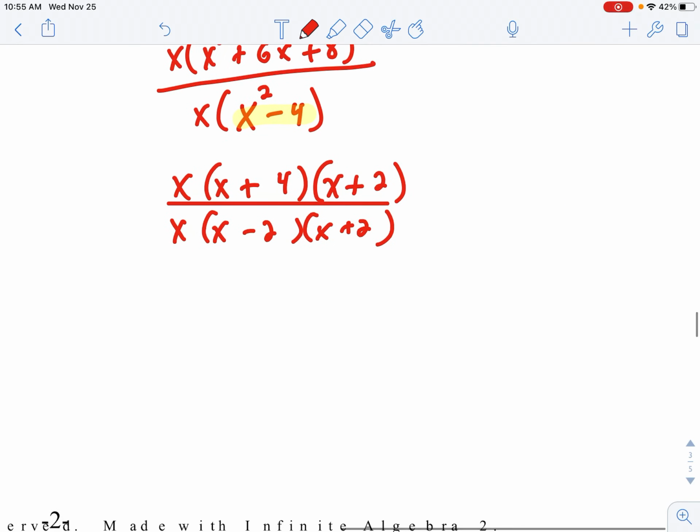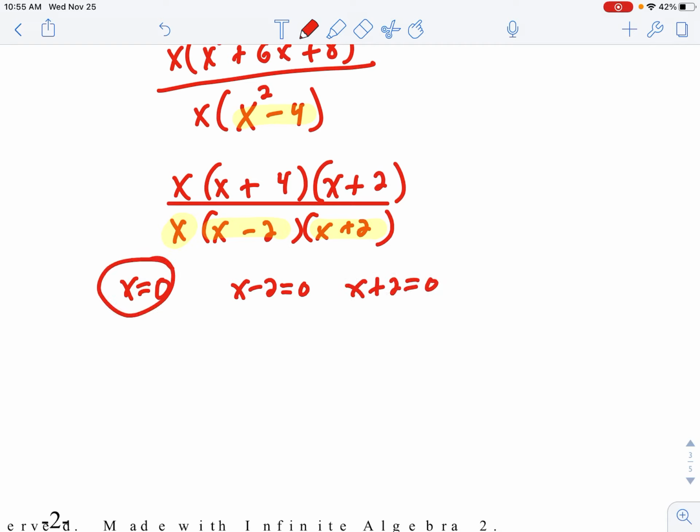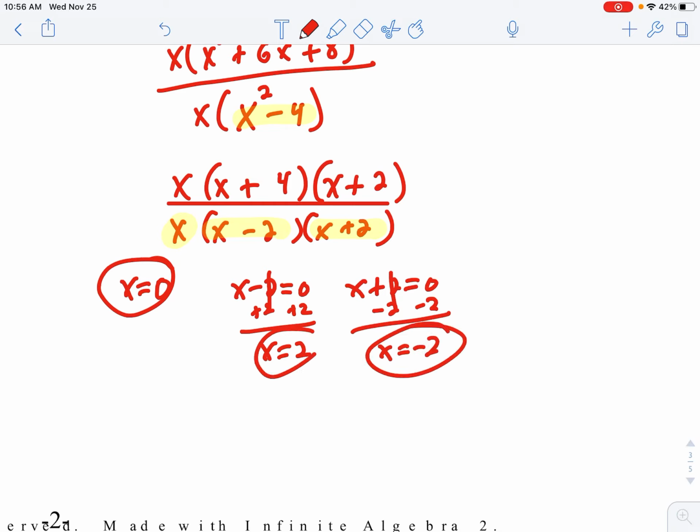Now, if I set the algebraic factors in the bottom equal to 0, I have 1, 2, 3 factors. x equals 0, x minus 2 equals 0, x plus 2 equals 0. Solve them. Well, that's already solved. This one I have to add 2. This one I have to minus 2. So those are discontinuities. 3 discontinuities here.